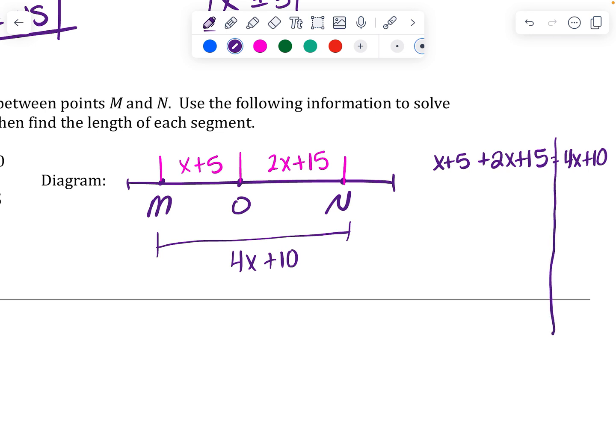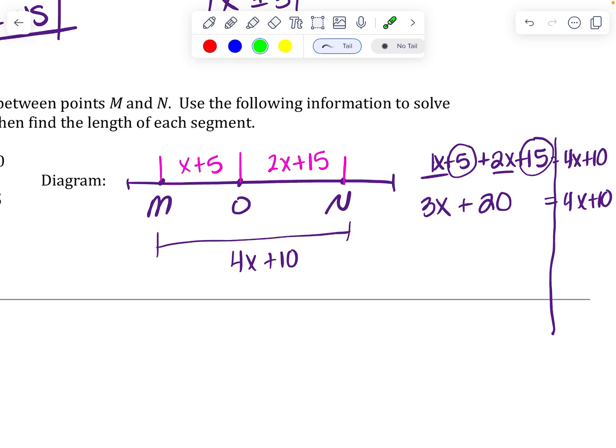To solve this, first I have x's on the left side together, so I'm going to combine my like terms. Remember, it's implied if I have an x, that's a 1x. 1x plus 2x is 3x. And then 5 plus 15 is 20. And we have 3x plus 20 equals 4x plus 10. Now, when you're left with variables on both sides, you have to get all your x's to one side and all your constants to the other.